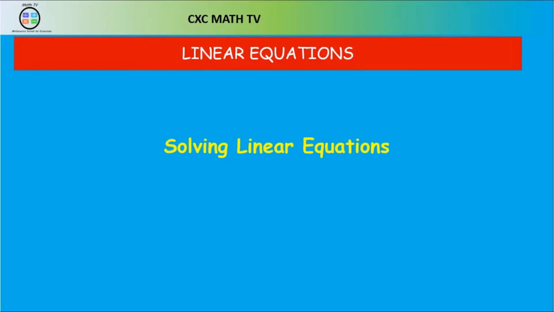Now, that's the topic for today, solving linear equations. What we just did a while ago was linear equations, more relatable to real life.